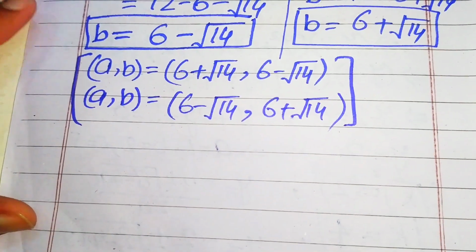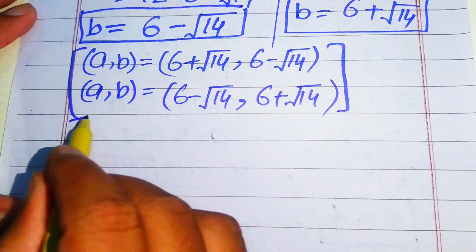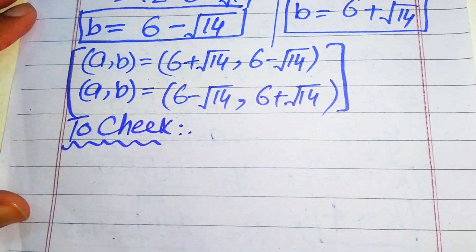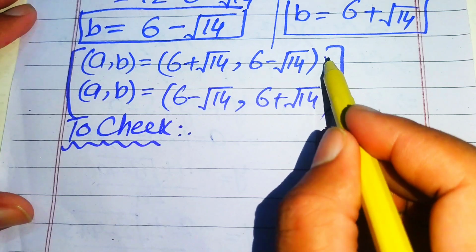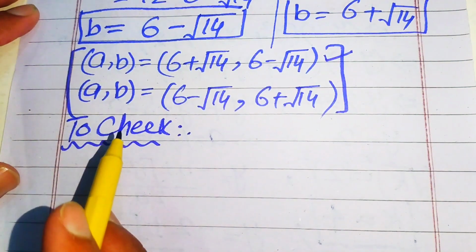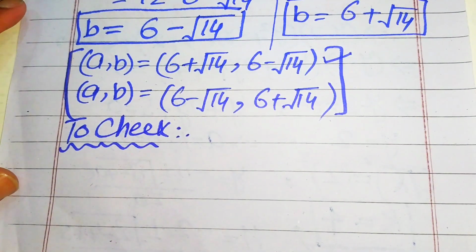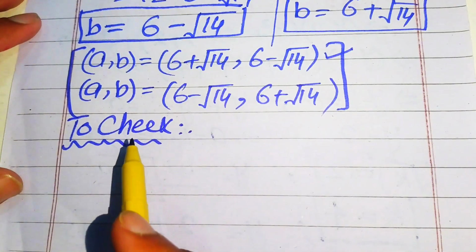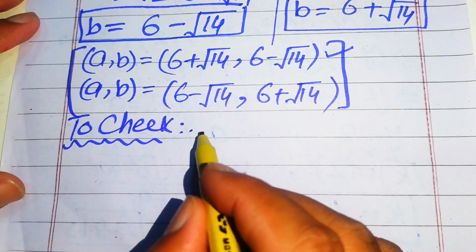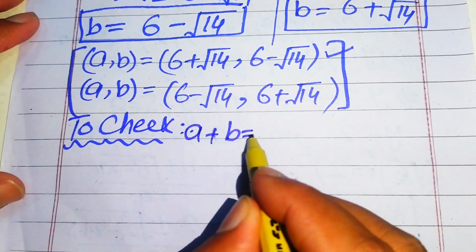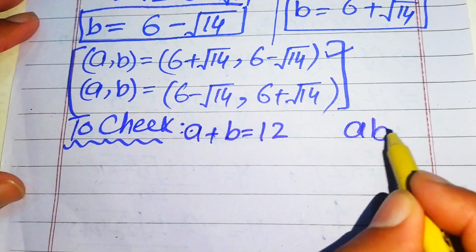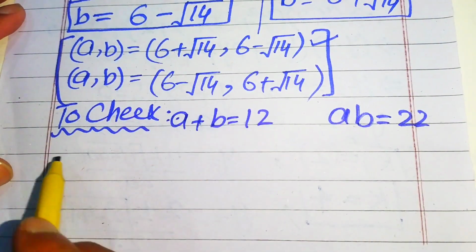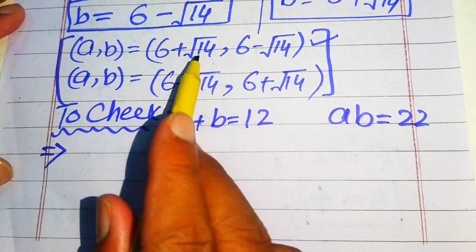And now in the next step we verify these solutions. Do these two solutions satisfy our given question statement or not? So now we just verify our first solution, and we leave the second solution up to you, and you can verify the second solution by yourself. So here we write the given equations. The first given equation is a plus b equals 12, and the second equation is ab equals 22.